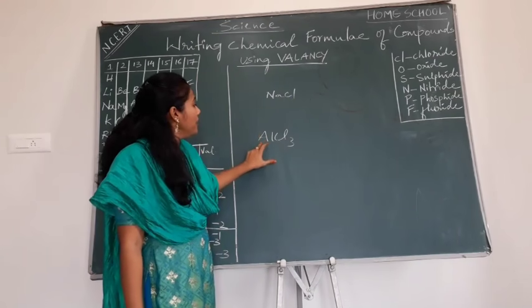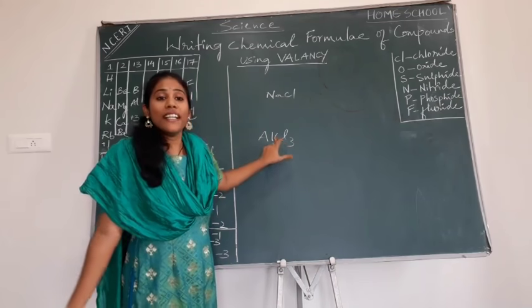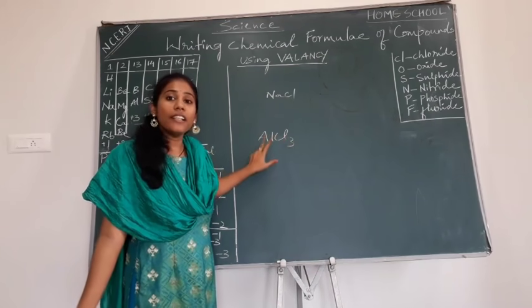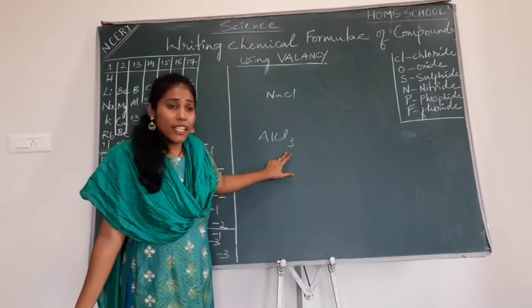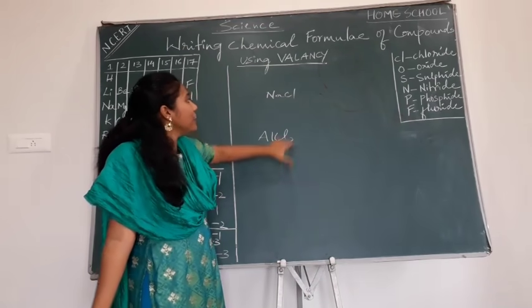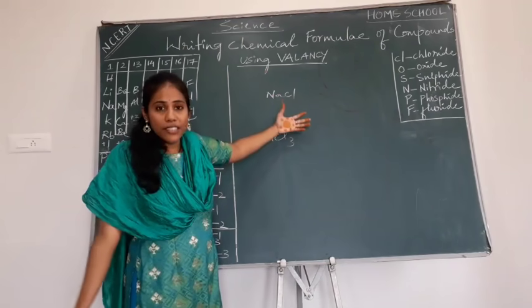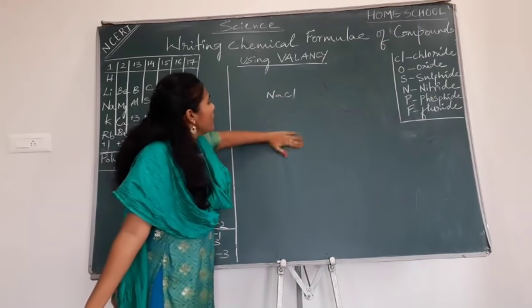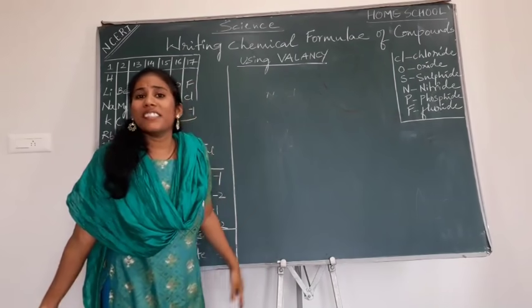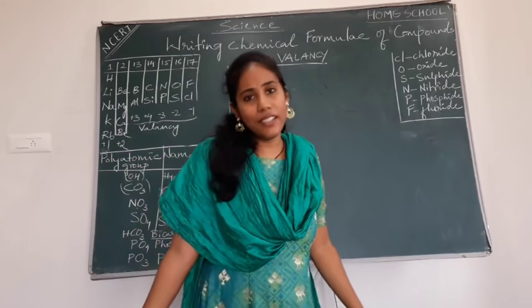And why is aluminium chloride AlCl3? Why not AlCl? Why not AlCl2? Why have we written 3 here? Why is there no digit here? So that is the logic behind writing all these chemical formulae. That's what we are going to learn here.